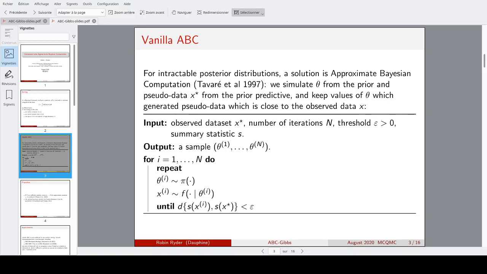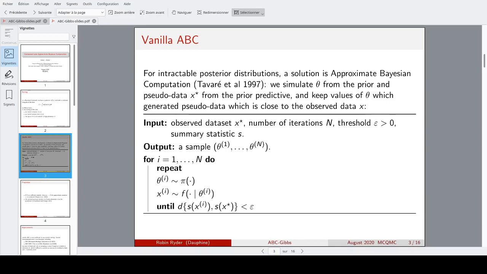Now, if you don't know about ABC, here's a quick introduction. The idea is to simulate a value theta from the prior, and then given that value theta, we're going to generate some pseudo data, x, given the parameter theta, and this pseudo data, which we generated, we're going to compare it to the observed data. Now, if the pseudo data and the observed data are close in some sense, then we're going to accept theta. Otherwise, we reject and we repeat.